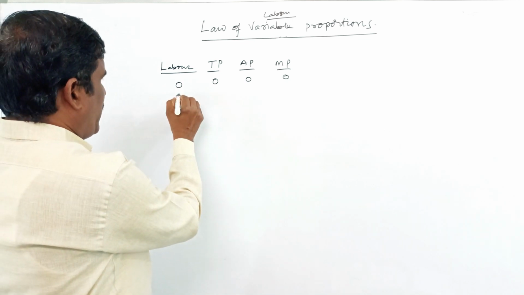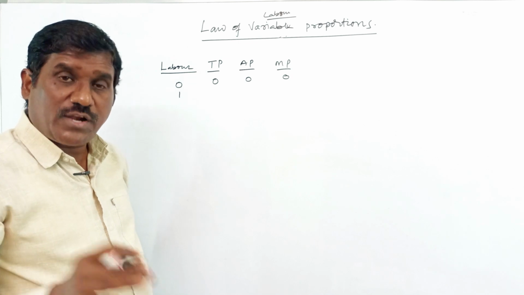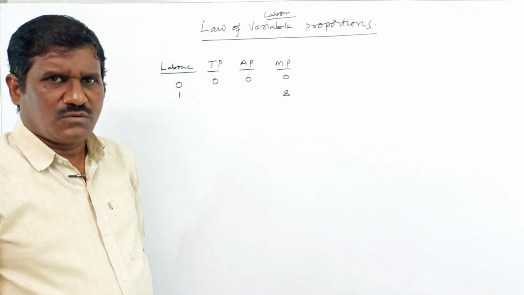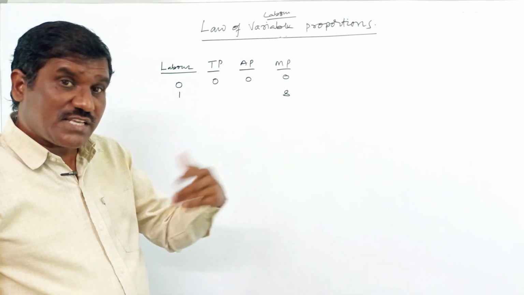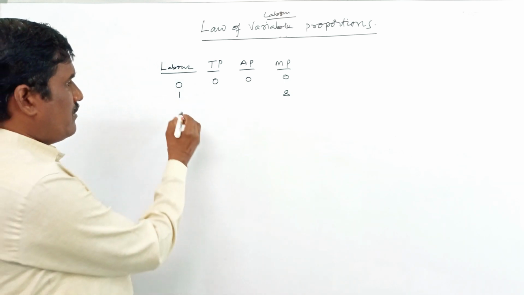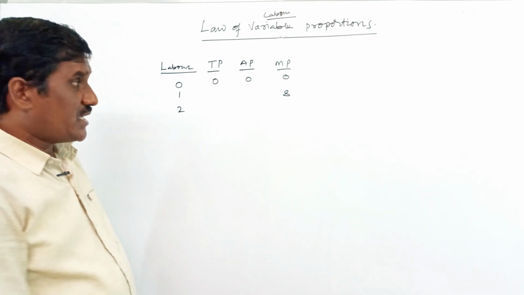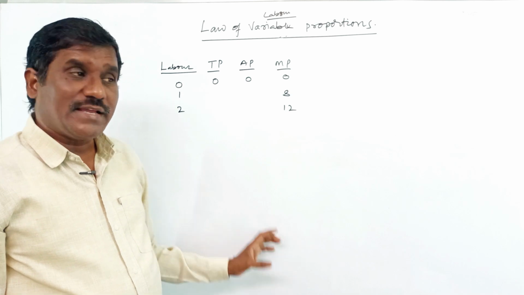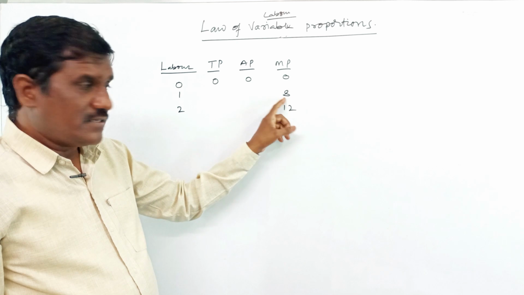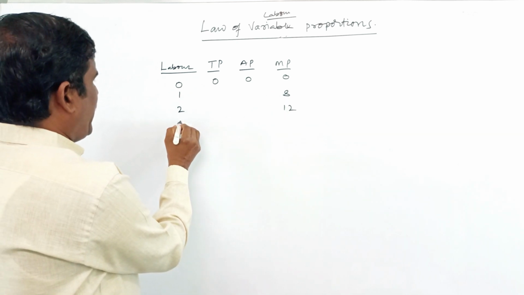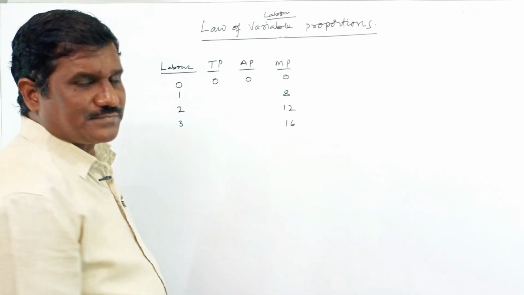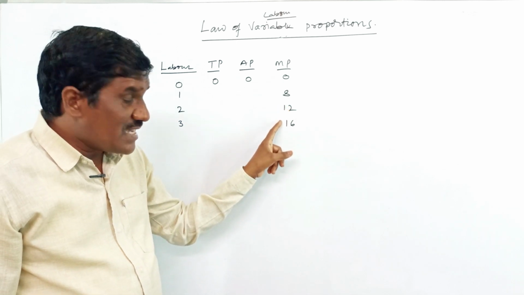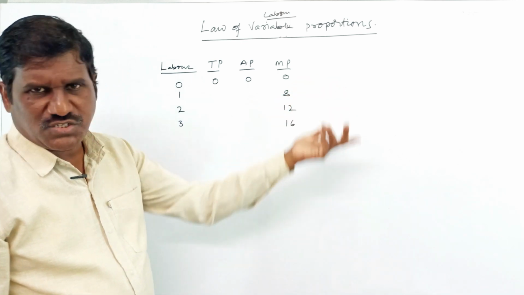Clear? Suppose when we appoint one labor, he produces only 8 goods. Then our aim is to increase the production. To increase the production, we need to employ more and more labor. When I employ the second labor, he produces 12 goods. I am very happy. Why? Because my production is increasing by increasing the labor. The first labor produced only 8, the second increases to 12. Then when I employ the third labor, he produces 16. What is going on? When the number of labor increases, the marginal production also increases. I will explain what marginal production is.